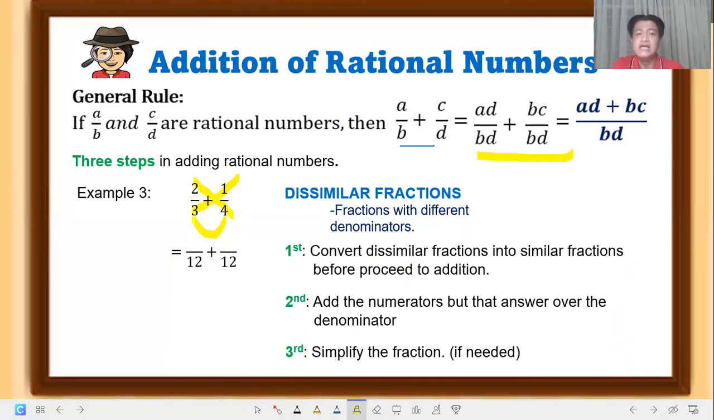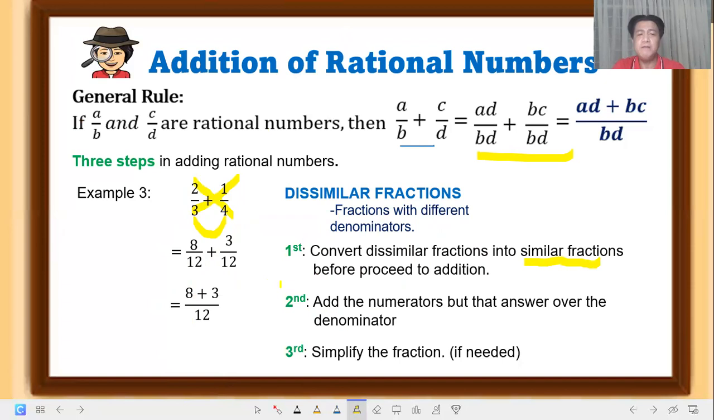Sabi doon, 3 times 4, 12. Ilagay mo muna 12 dyan kasi gagawin natin siyang similar. Kailangan magkapares yung denominators. And you're going to multiply, sabi dito kanina, 2 times 4, kaya ang sagot sa unang fraction ay 8 over 12. Dun sa kabila naman, 3 times 1, that is 3 over 12. Since sila po ay similar fraction na, you can now proceed to step 2. Sabi dyan, i-add na natin yung numerators.